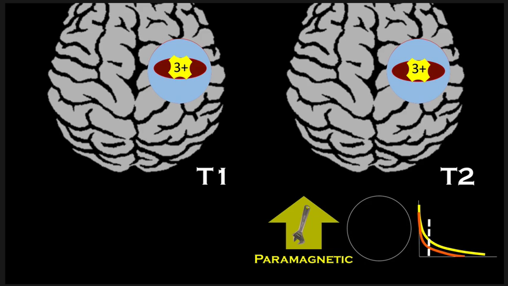But it's going to do something different with the water, right? It's going to mess with the water so that it spins in a way that it gives off its energy in a more efficient way. And then instead of being T1 dark, it becomes T1 bright.